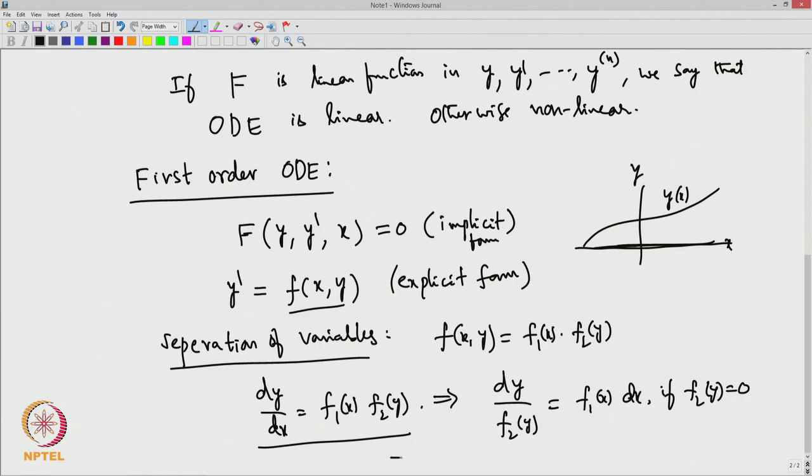Once you do this, now you can integrate this equation. The variables are separated: the left side is a function of y, the right side is a function of x. So, you take dy by f2 of y and you integrate. Integration will give you the integral of f1 of x dx. Once you do the integration, you will have an integration constant c. So, this is actually your general solution. This is the general solution of the equation.